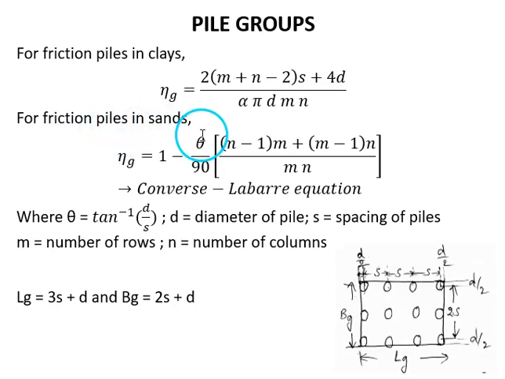For friction piles in sands, efficiency of pile group is equal to 1 minus theta by 90 times ((n minus 1) times m plus (m minus 1) times n) divided by m times n. This equation is called the Converse-Labarre equation. Here theta is equal to tan inverse of d by s, where d is the diameter of pile and s is the spacing of piles. m is the number of rows and n is the number of columns.